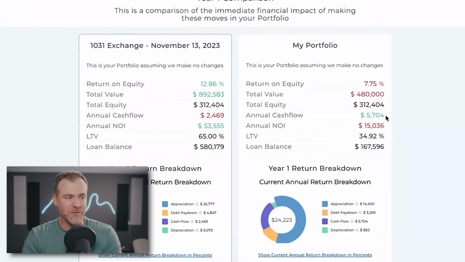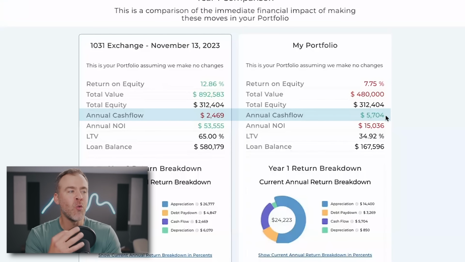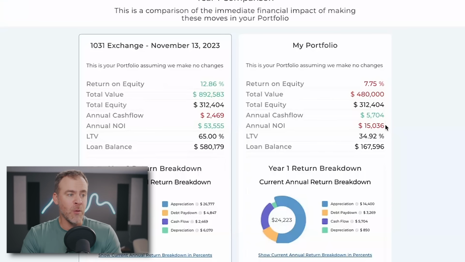But look at cash flow. We're going from almost $6,000 in cash flow to about $2,500 in cash flow. So a big step down in cash flow. A good win is that we're going from 15,000 NOI to 53,000 NOI.